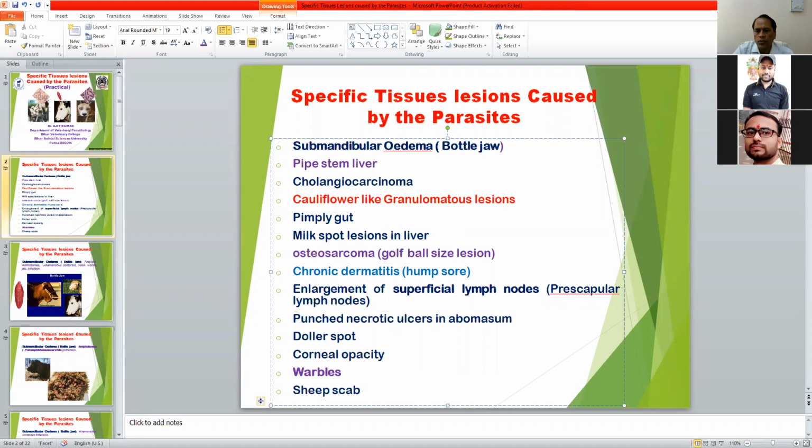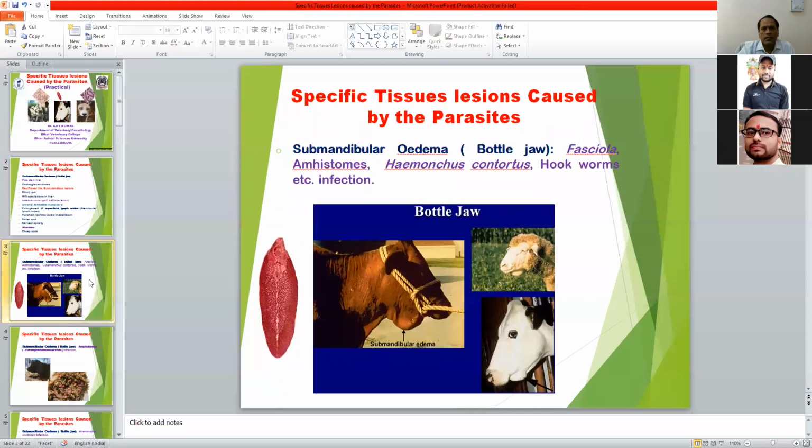we can diagnose the parasitic infection and then, according to that, give the therapeutic drug and therapeutic management. So one by one we can discuss the important tissue lesion, submandibular edema, commonly known as bottle jaw.